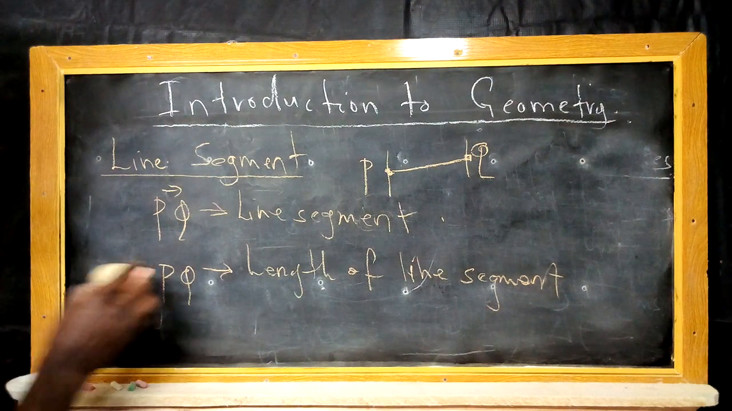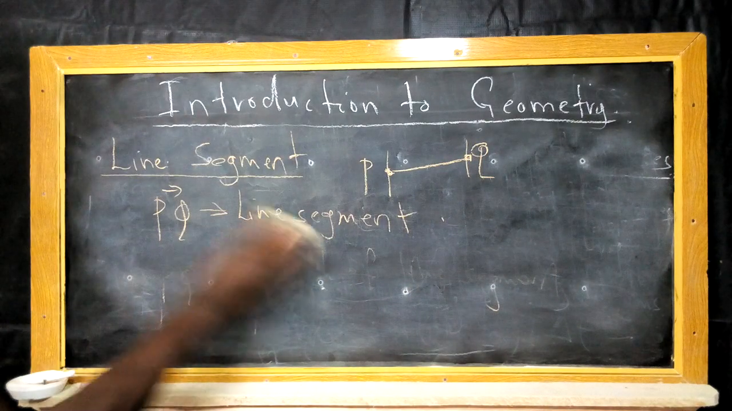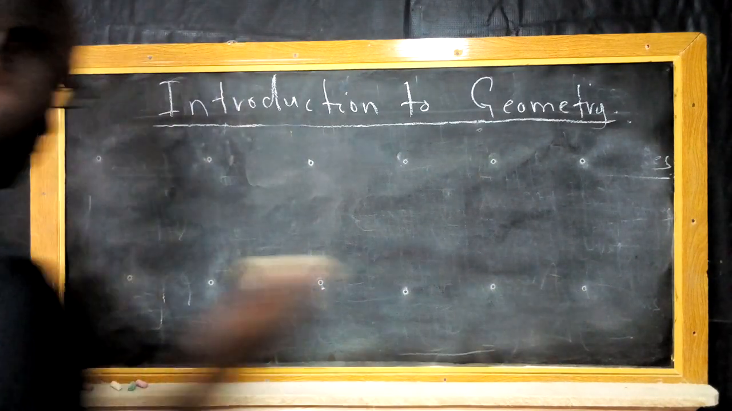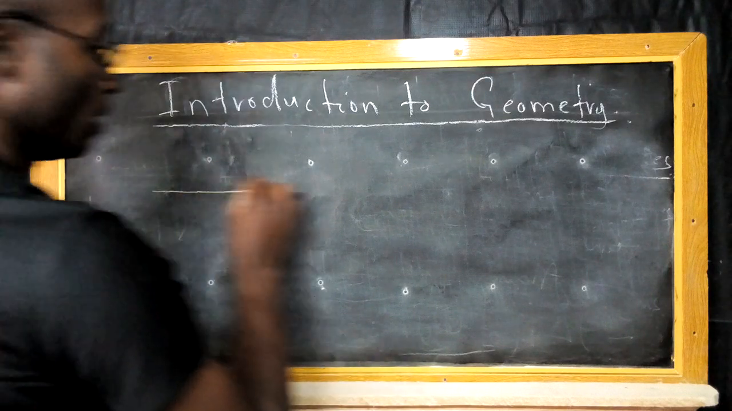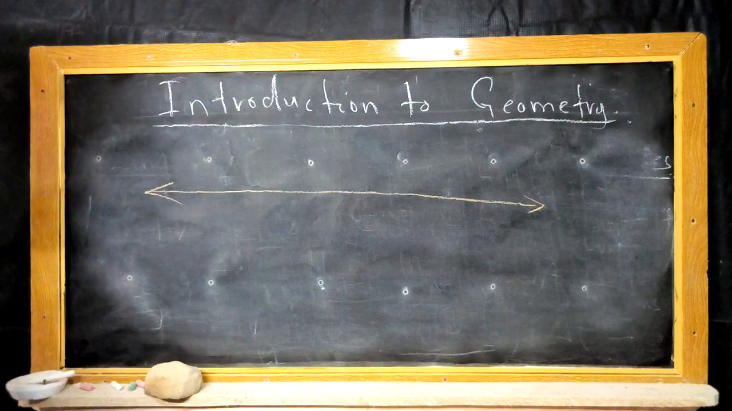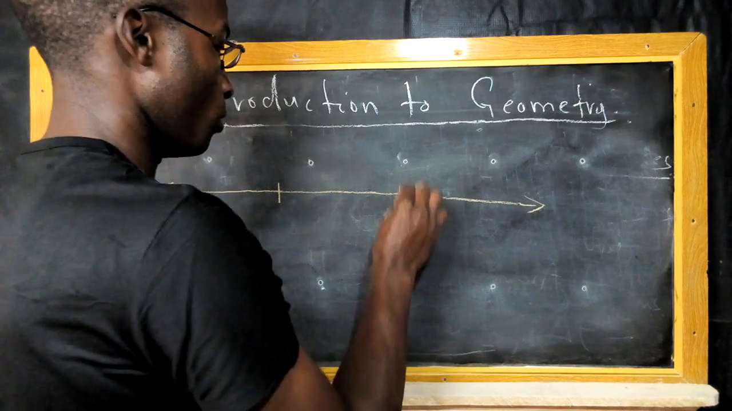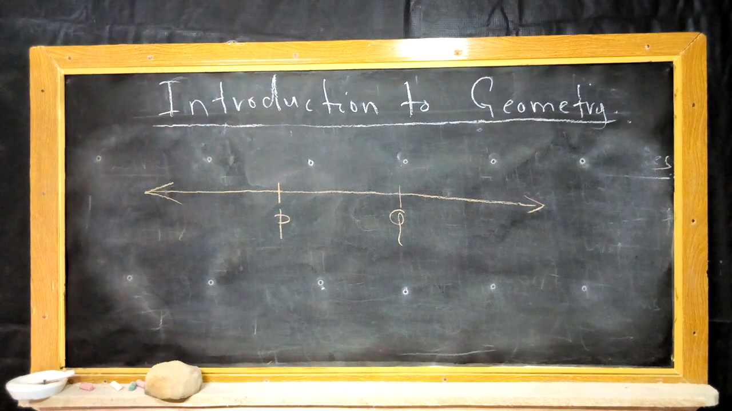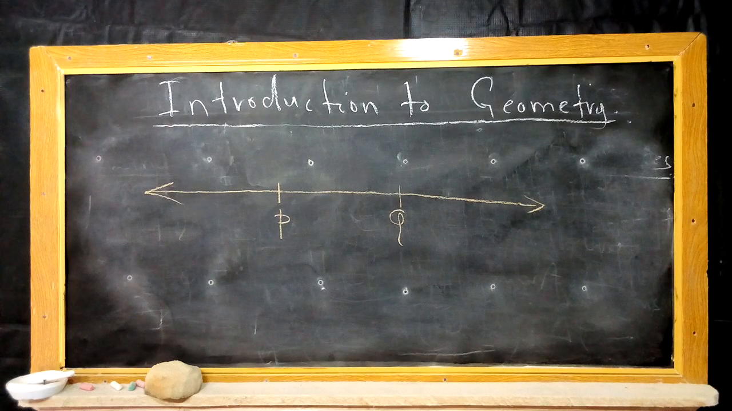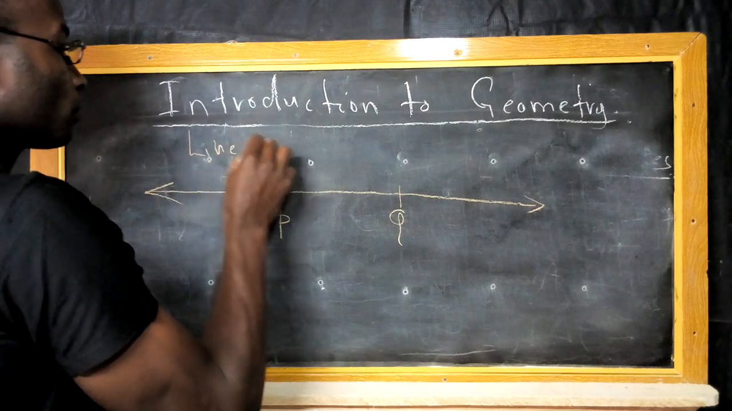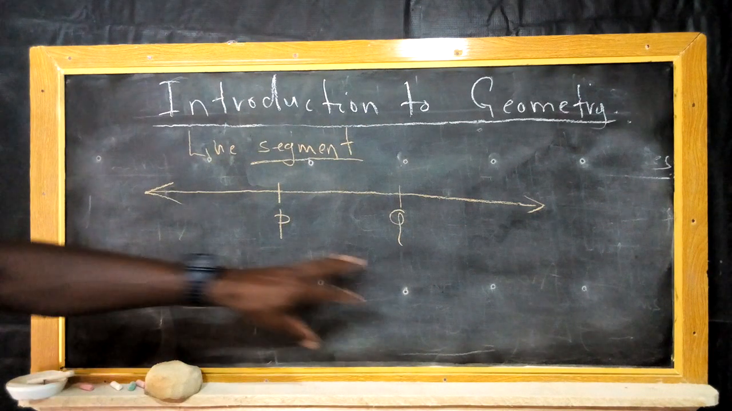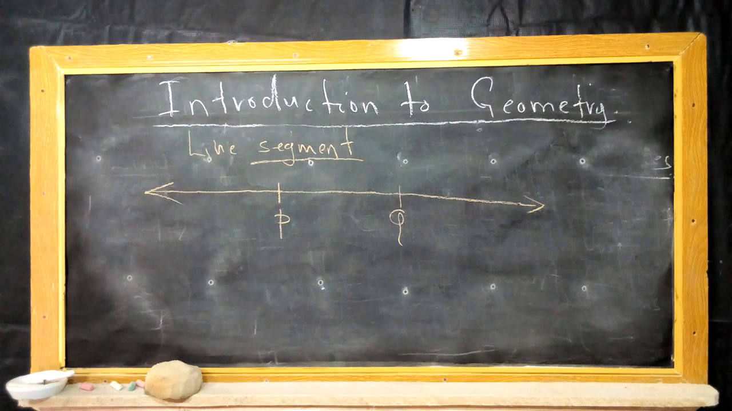So suppose this is just a part of a line. Suppose PQ is part of a continuous line that runs infinitely. Infinitely means there's no end, it just runs continuously towards both sides. So suppose this is PQ from the point PQ that runs infinitely, then we define the second part of the line: this is a segment of this particular line. A segment means, of course, a portion of that line.